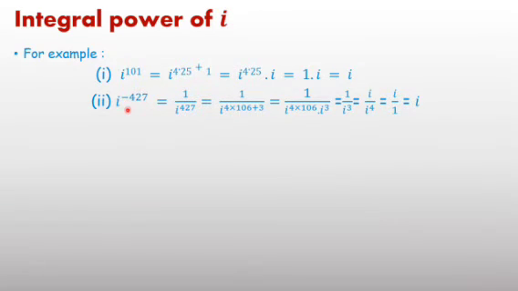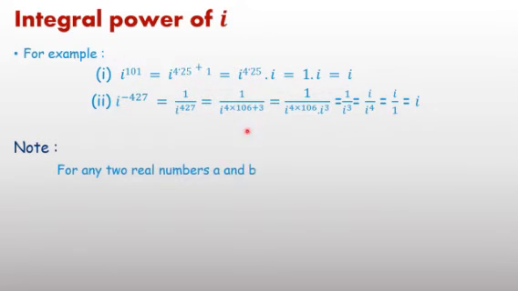Second example, i power minus 427 given. We can write it as 1 upon i power 427, which we can write as i power 4 into 106 plus 3, which is equal to 1 upon i power 4 into 106 into i cube. This value is 1 into i cube, and 1 upon i cube we can write as i upon i power 4, and the value of i power 4 is 1, therefore its value is i.